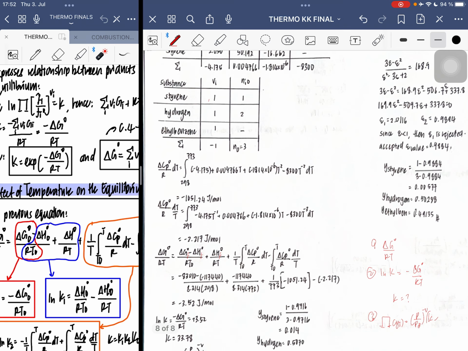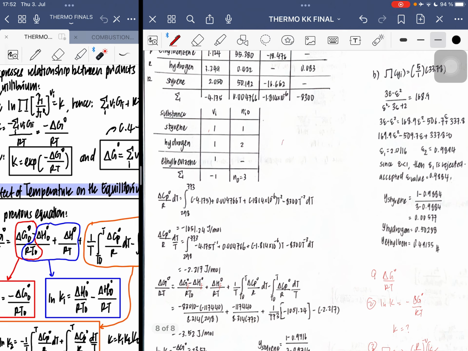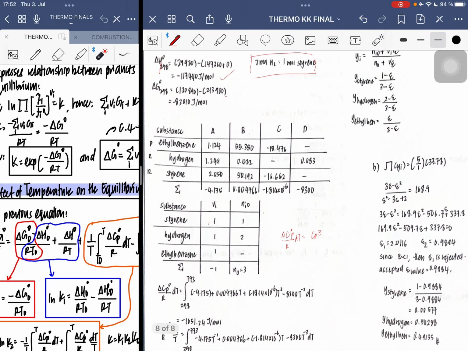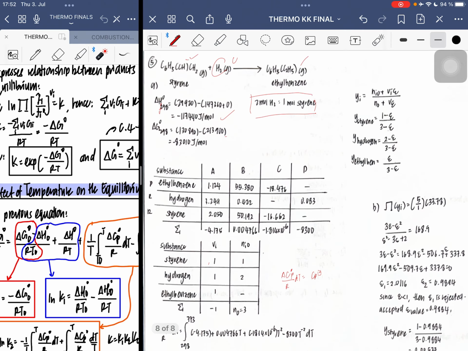I think you guys are familiar with this equation. This is technically your CpIG, your heat capacity, used to find the enthalpy for ideal gas. Remember, you have to find your A, B, C. Also remember, for A, B, C you have to pay attention to the number of moles. For A, I'm pretty sure it's product minus reactant, and the same goes for B, C, and D. And then find that.